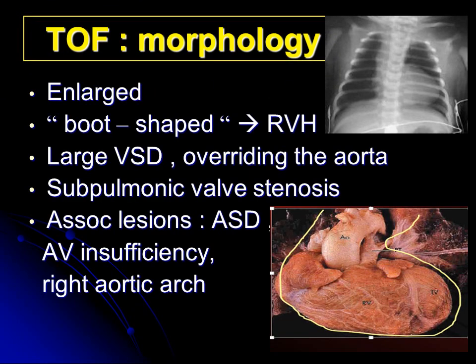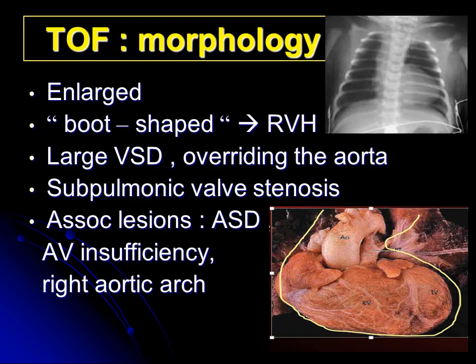The morphologic features of tetralogy of Fallot include a heart that typically becomes enlarged and is classically boot-shaped due to the marked right ventricular hypertrophy. The X-ray is shown on the upper right with the corresponding gross appearance showing the typical boot-shaped deformity. There is a large ventricular septal defect, and there is displacement of the aorta and the aortic valves at the superior border, thereby overriding the defect.